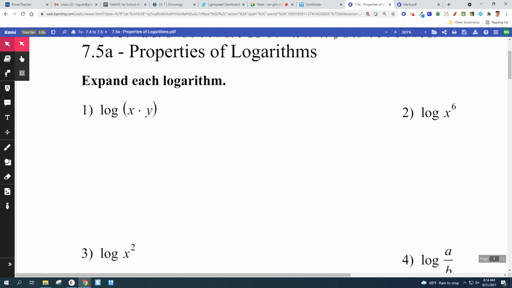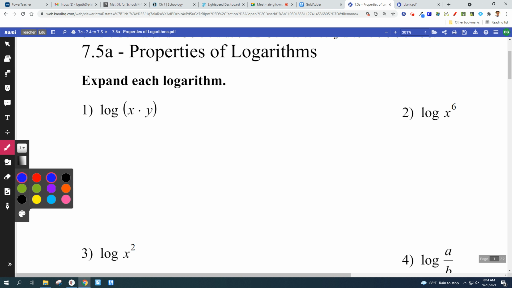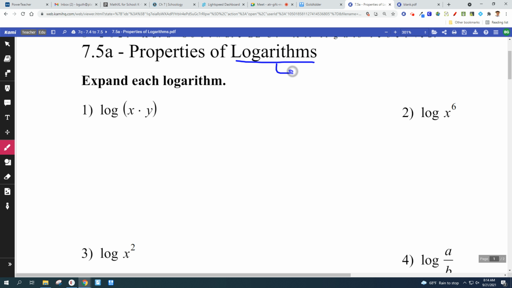7.5a, we're talking about properties of logarithms. What we've learned about a logarithm so far is that when we talk about logarithms, we're talking about exponents. We remembered from an earlier lesson that when you're finding a logarithm, you're finding the exponent. Logarithms aren't the same thing as exponents, but they're very closely related.